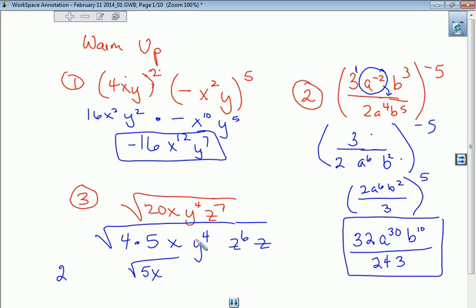We can take the square root of y to the 4th. We take half of that exponent, which is 2. We can take the square root of z to the 6th. We take half of that exponent, which is 3. Because square root is the same as what power? 1/2 power. This is the same thing as this. So that's why I'm saying it's things I can take half of. All right. And so this simplifies into this expression. There we go. Are we good?